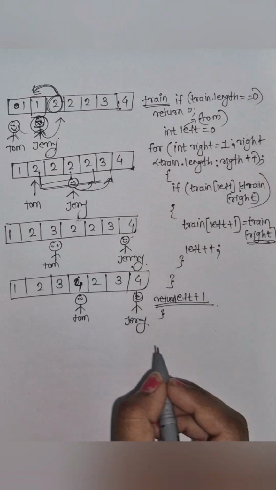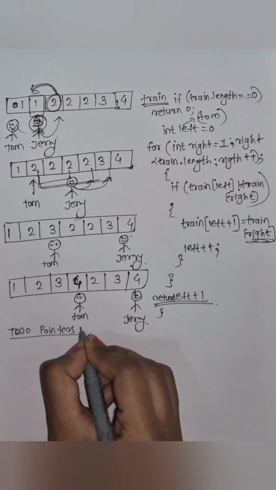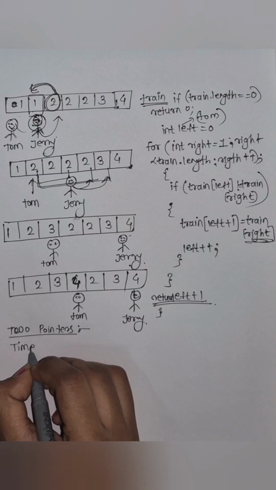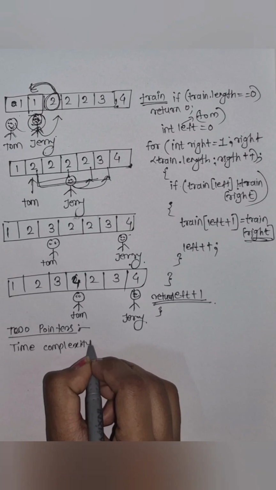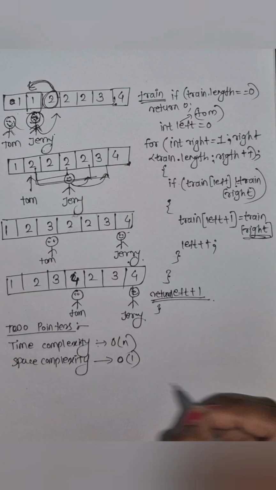And this is called two pointers. We took help of two variables to solve this problem, two pointers. And what is the time complexity? We are traversing the whole train, so O(n). And what is the space complexity? What is the space complexity? O(1). Thank you.